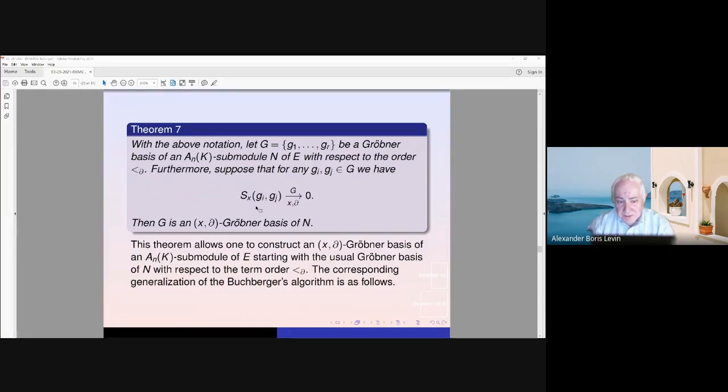Then we take S-polynomials with respect to X and reduce with respect to G. Every time you reduce, if all of them are reduced to zero, then this is an XD Gröbner basis. If not, then the same procedure as in the classical case. Suppose you divide an S-polynomial by G and the remainder is not zero. Then you add this remainder to your original Gröbner basis G, so you increase the number of elements. Then you repeat this procedure until all S-polynomials are reduced to zero. And it can be proven that this process terminates, so it's a finite process.